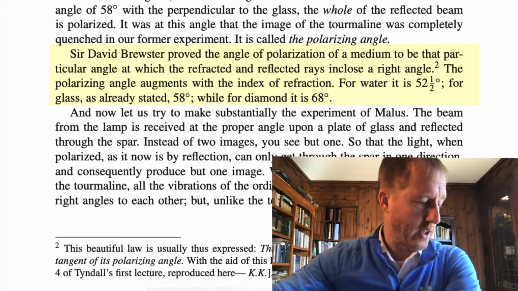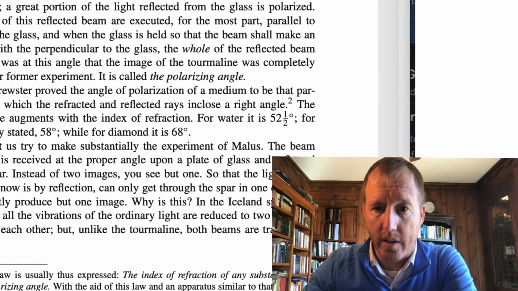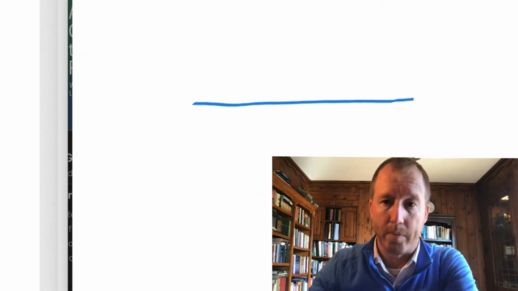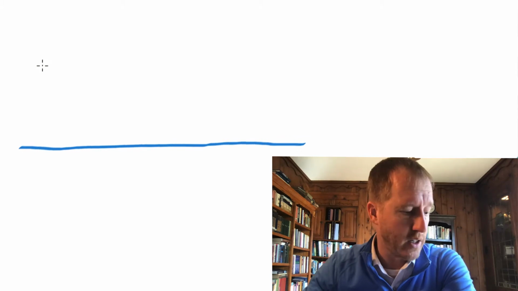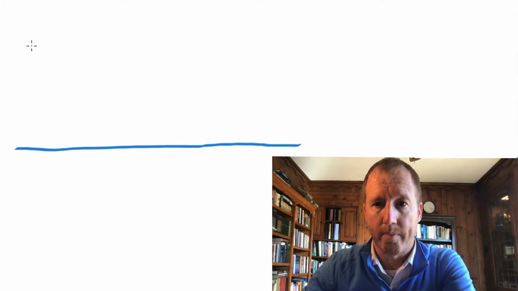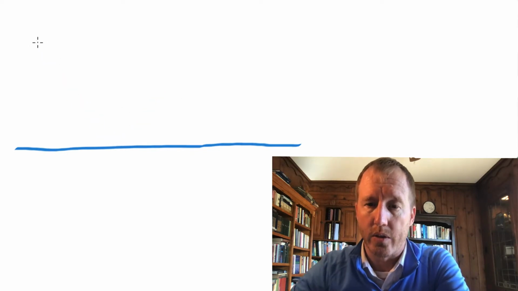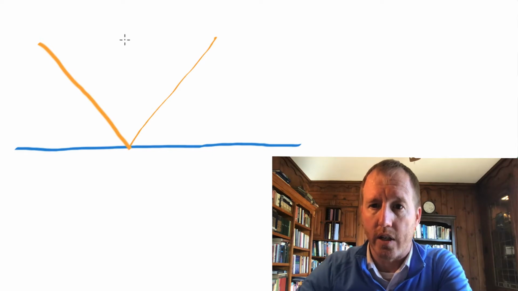So what is he saying here? I'm going to draw a piece of material. This is the surface of, let's say, a glass block or a piece of diamond or something like that. And let's suppose that we have a ray of light coming in to this glass block and reflecting off of it. Of course, as you know, when light is incident on a surface, some of it will be reflected and some of it will be transmitted.